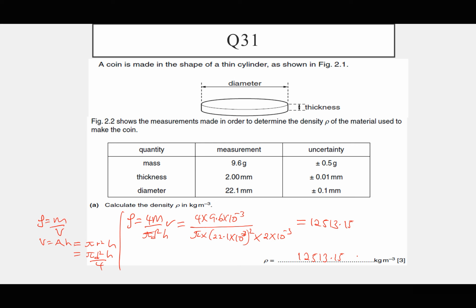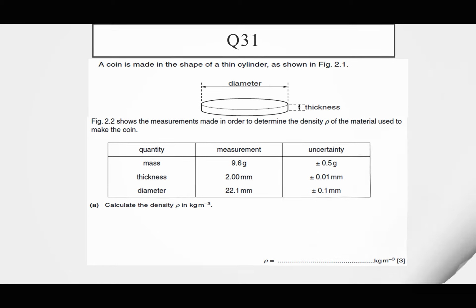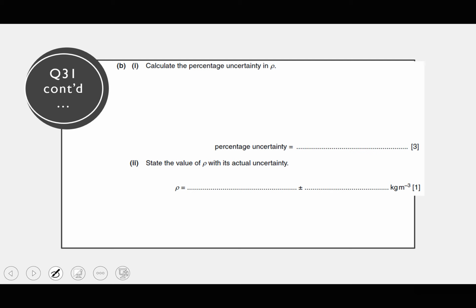So note that they have given us for the mass, uncertainty is plus or minus 0.5 grams. They have also given us for thickness as plus or minus 0.01. They have also given us for diameter as plus or minus 0.1. So we may need those values in the next part of the question. So normally I expect that B will be to calculate the percentage uncertainty in density.